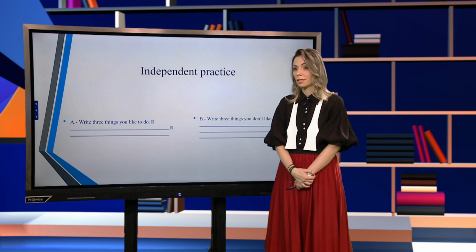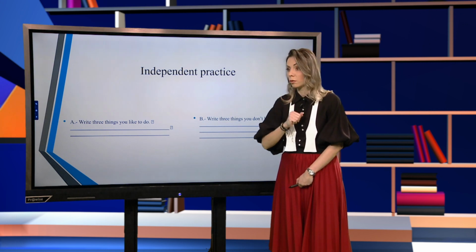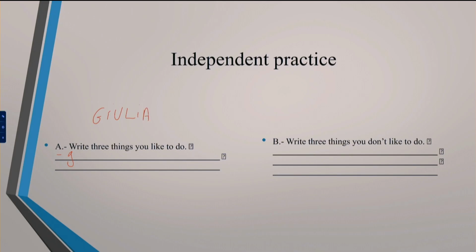Thank you. Now we have an independent practice. Julia, tell me 3 things you like to do. 3 things I like to do are firstly going out with my friends. So, secondly, I write here Julia going out with her friends. Okay. Secondly, I like cooking so much. Cooking, yes. And the last thing, watching movies or series.